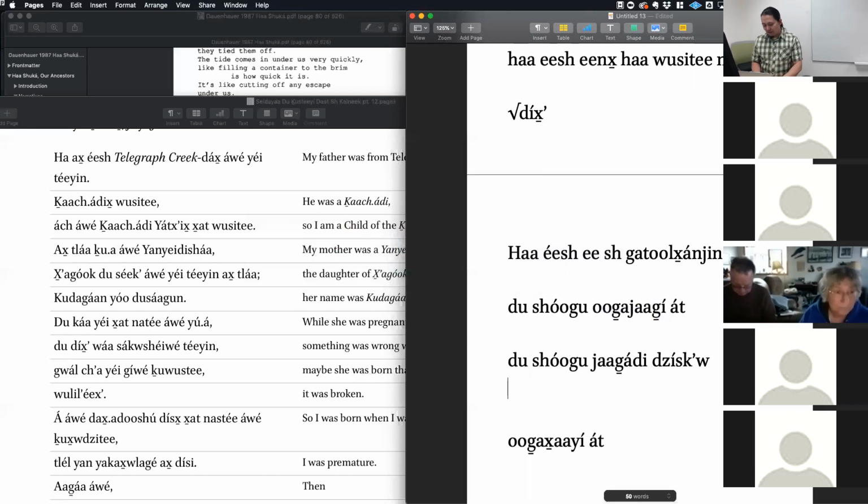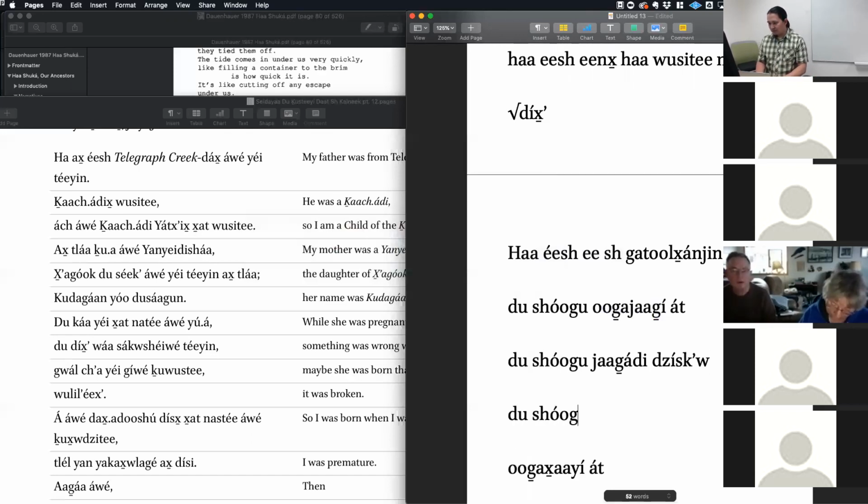Or you could say, there's probably multiple ways to do it. So, those of you who are working with speakers, maybe try some of these out and see which ones they prefer.